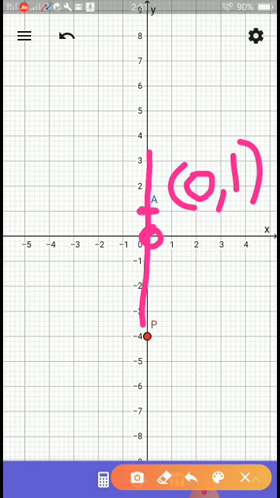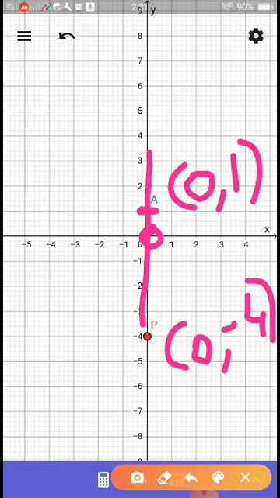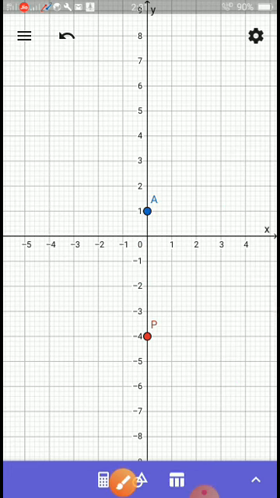Clear? Now tell what are the coordinates of P? Correct. It is (0, -4). Since it is below your x-axis, or below the origin, the y coordinate will be negative. So the point P is (0, -4). Clear? On the x-axis the y coordinate is always 0 and on the y-axis the x coordinate is always 0.